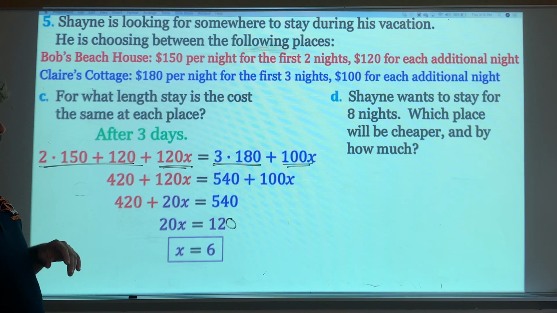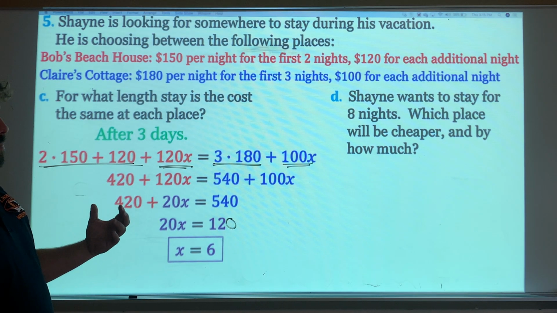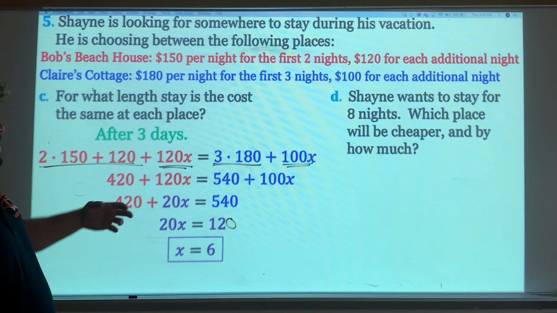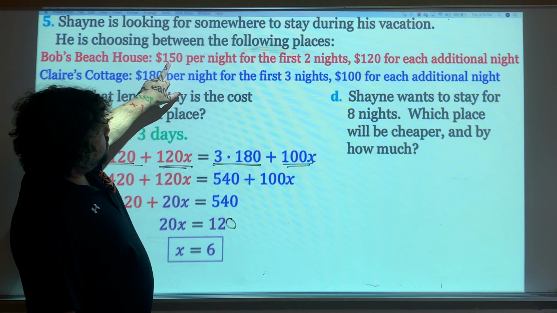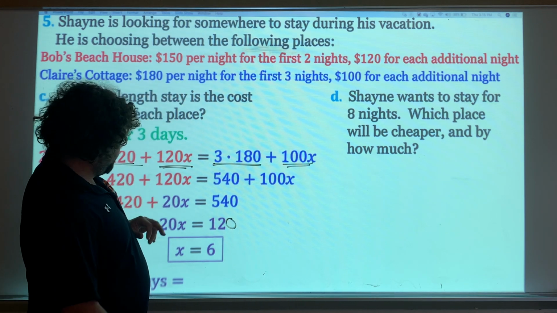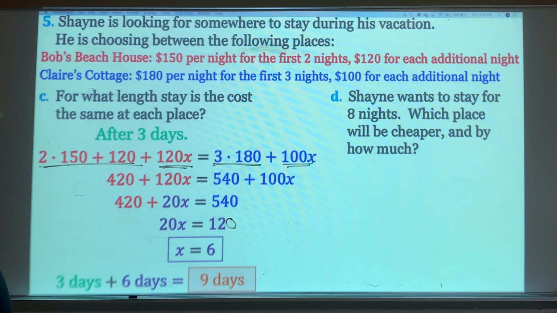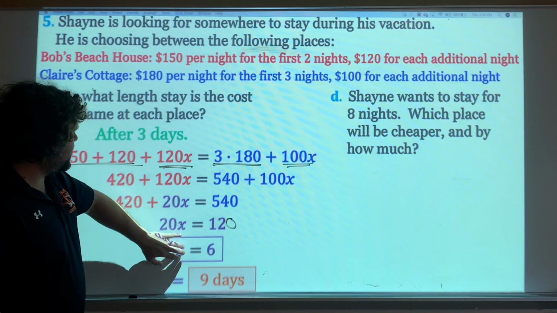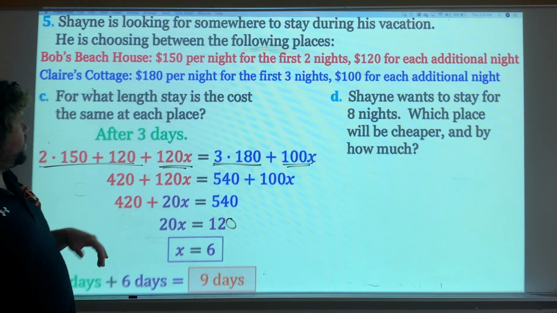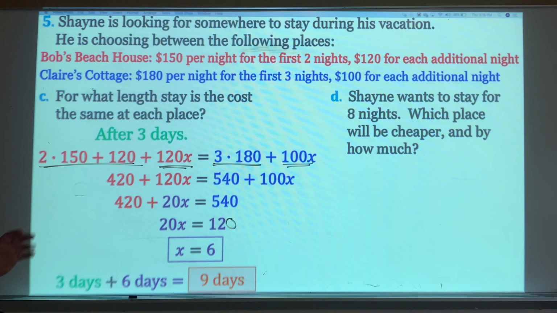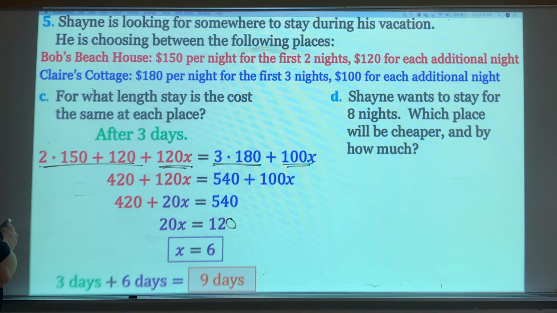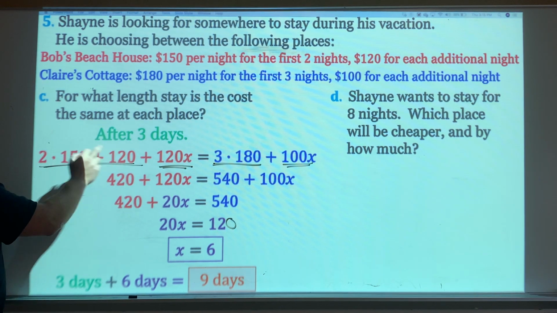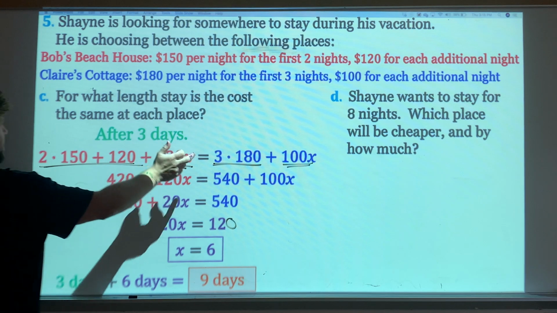Now he wants to stay for 8 nights. Which place will be cheaper? Well, if it's 6 days, they cost the same. So let's look at 8 nights. 2 times 150 plus 6 times 120. 3 days plus 6 days. Oh, 9 days. So this is 6 days on top of the 3 days over here. I almost forgot that. So 6 days after our initial 3 days. Up to 3 days, this is how much it costs, and this is every day after 3.